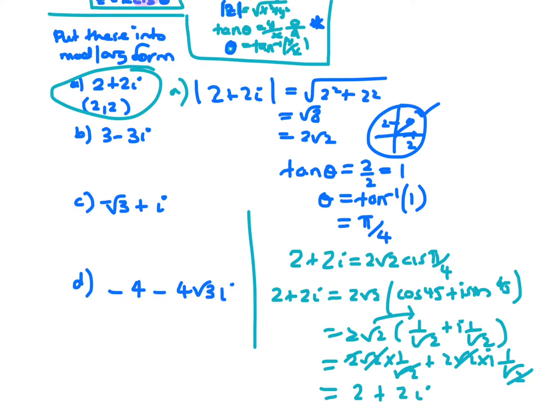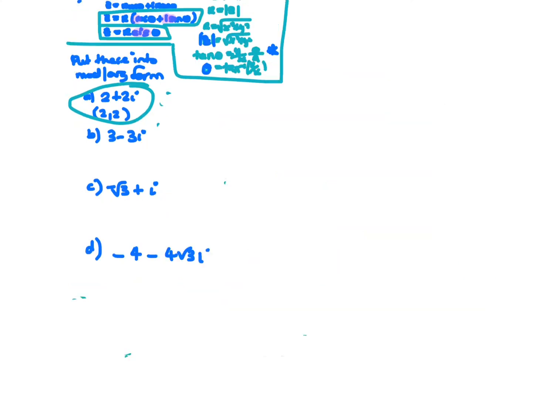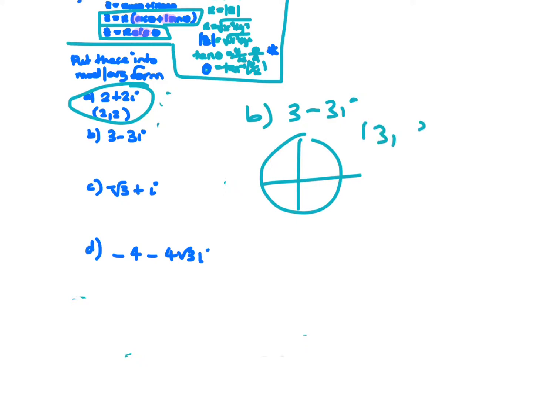Okay, so putting this into mod arg form, first of all, the modulus of 3 minus 3i. Let's do that part. Let's just have a look at part B, which is 3 minus 3i. Which quadrant? 3 minus 3i would be in the fourth quadrant. So tan theta would be minus 3 on 3, which is minus 1. If you're in the fourth quadrant, tan is negative.